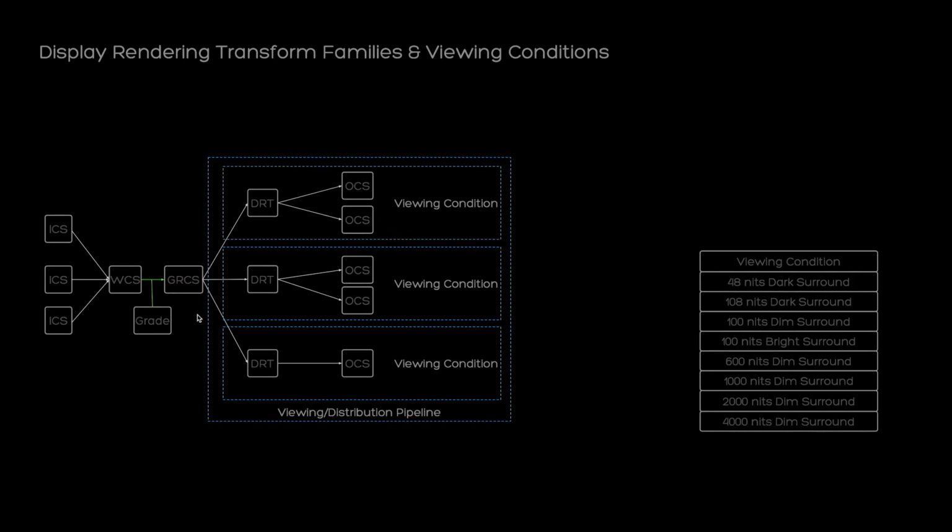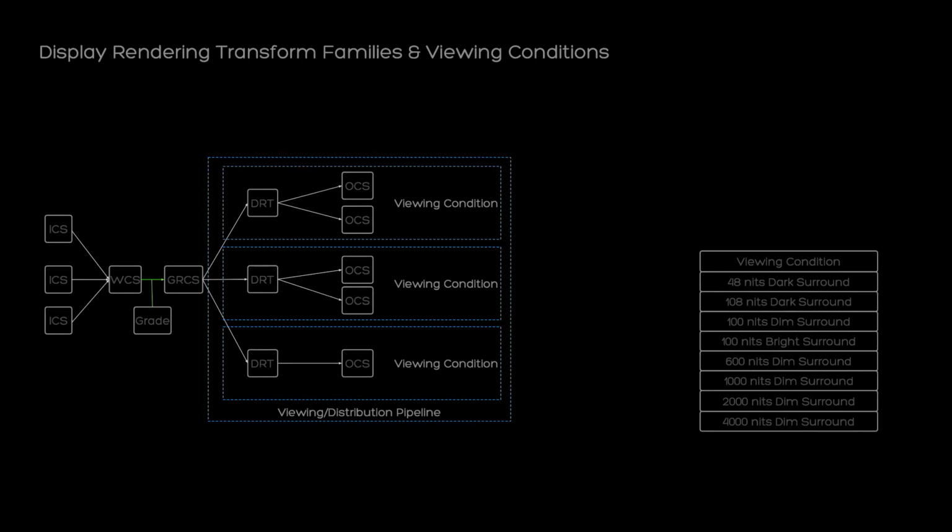A DRT family is a collection or a group of DRTs which tries to produce the same visual appearance of an image for different viewing conditions. So now Baselight is aware of your viewing condition. We ship with some standard viewing conditions: 48 nits dark surround, 108 nits dark surround, 100 nits dim surround, 100 nits bright surround, etc. And of course, you can specify your own viewing conditions as well.